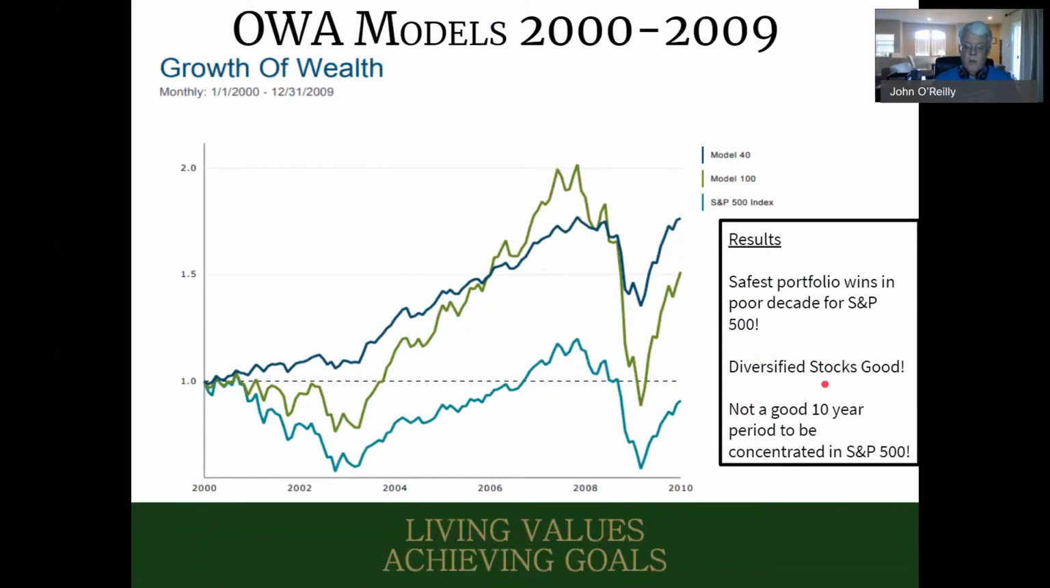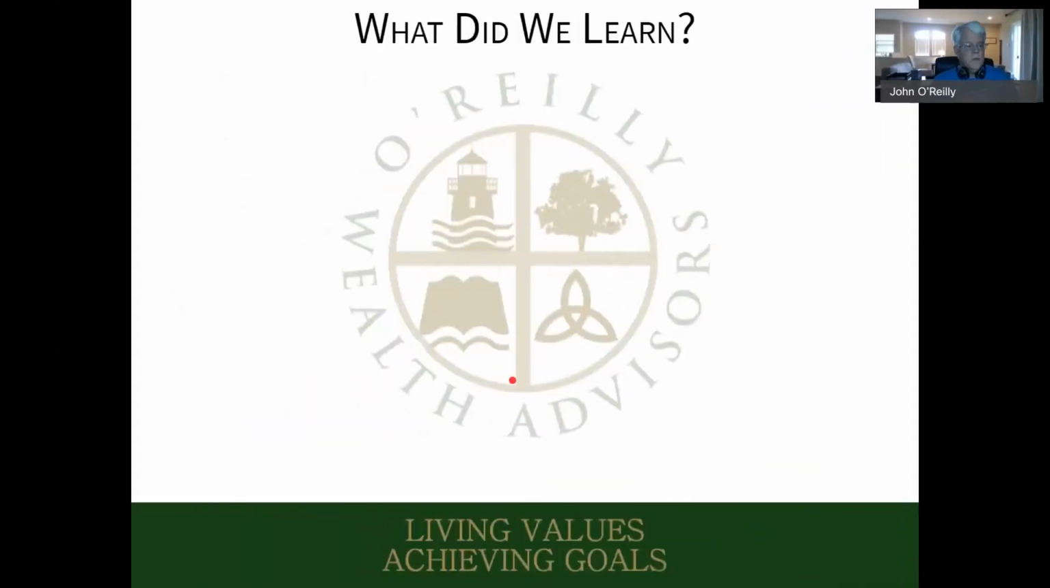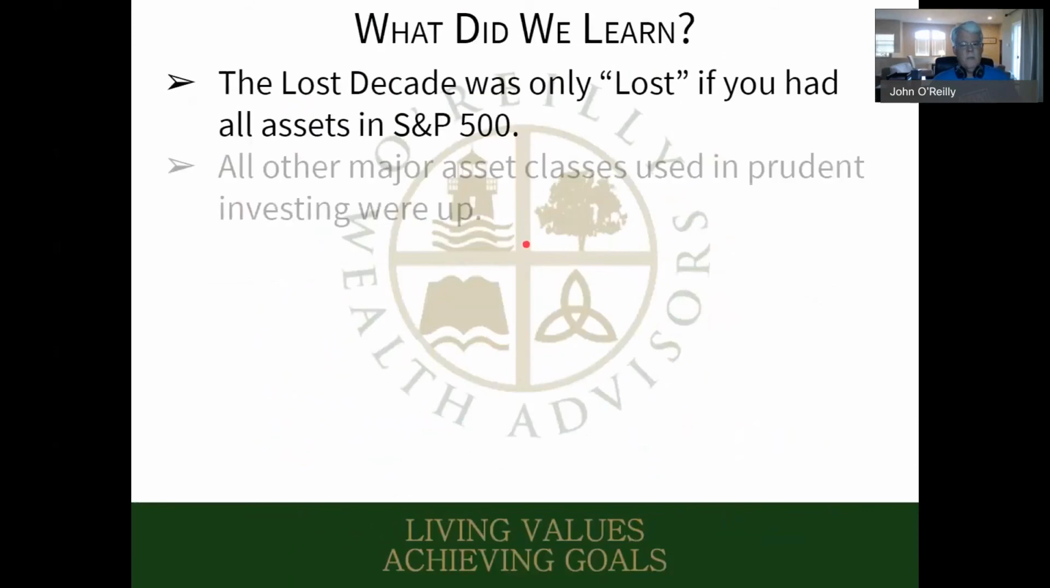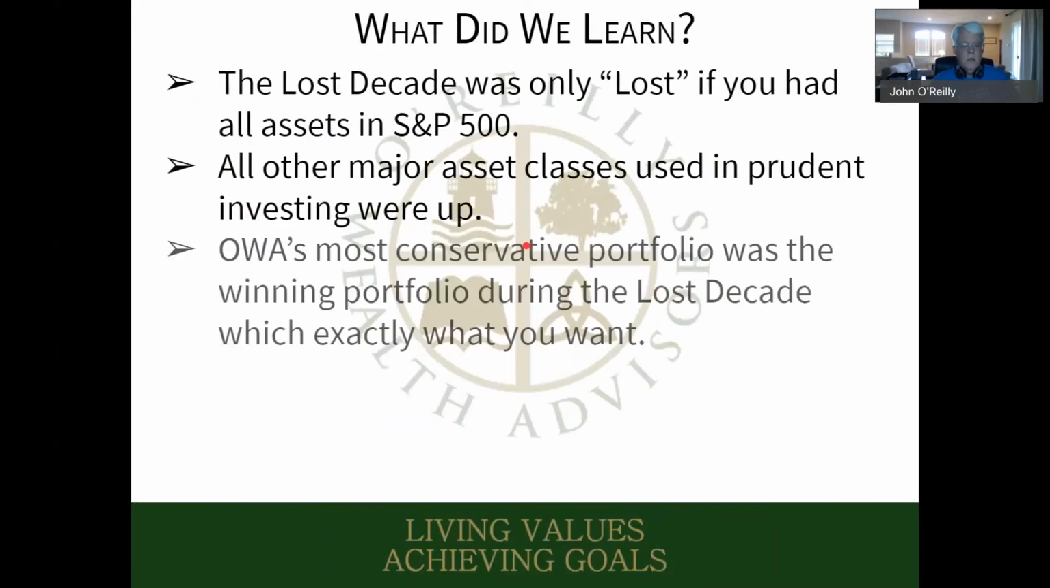Diversified stocks do well. The S&P 500 is not diversified stocks, remember. And this was not a good 10-year period to be concentrated in the S&P 500. So what did we learn in today's session? Chapter 6, the lost decade was only lost if you had all your assets in the S&P 500. All other major asset classes used in prudent investing were up. And our O'Reilly Wealth Advisors' most conservative portfolio was the winning portfolio during the lost decade, which is exactly what you want, with also a low standard deviation, meaning that it was very stable.